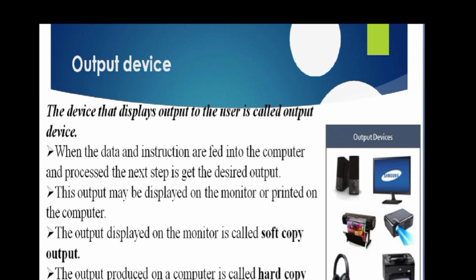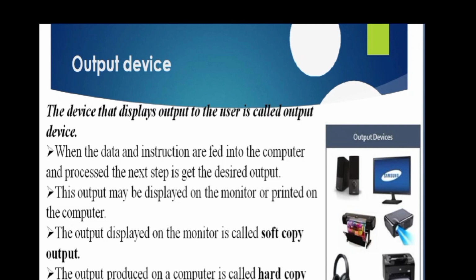The next thing is the output device. The devices that display the output to the user are called output devices. When the data and the instructions are fed into the computer and processed, the next step is to get the desired output. Once we input the data into the computer, after processing, the devices which provide us the desired output fall under the category of output devices. This output may be displayed on the monitor or printed.